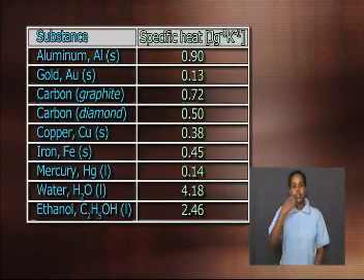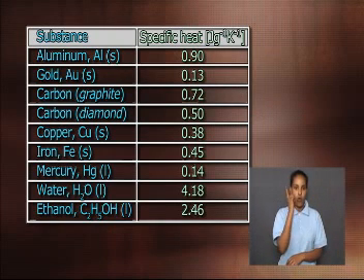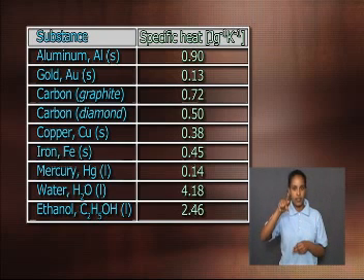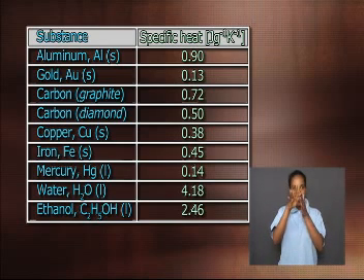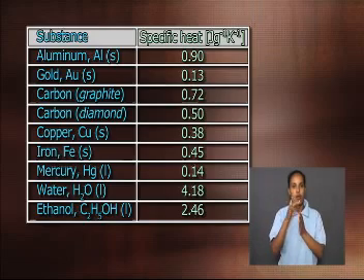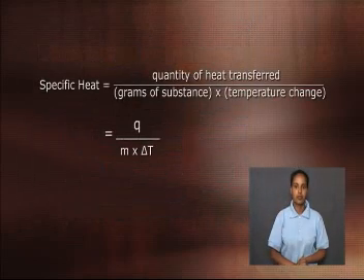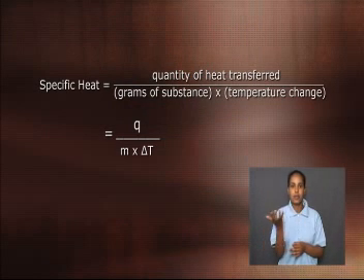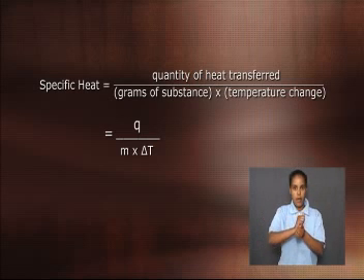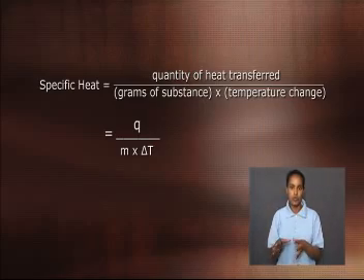The heat capacity of 1 gram of substance is called its specific heat. Here you can see a table showing the specific heat for a number of common substances. In order to determine the specific heat of a substance, we can measure the temperature change for a known mass of a substance that gains or loses a specific amount of heat.